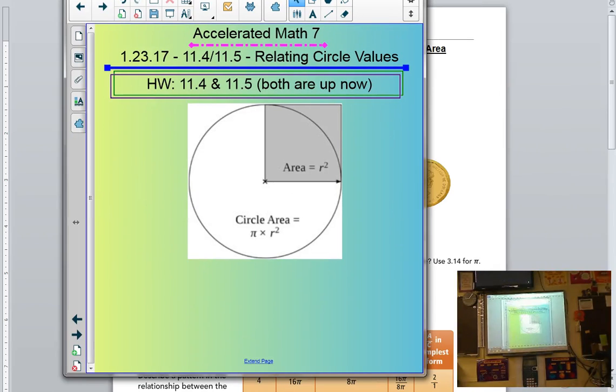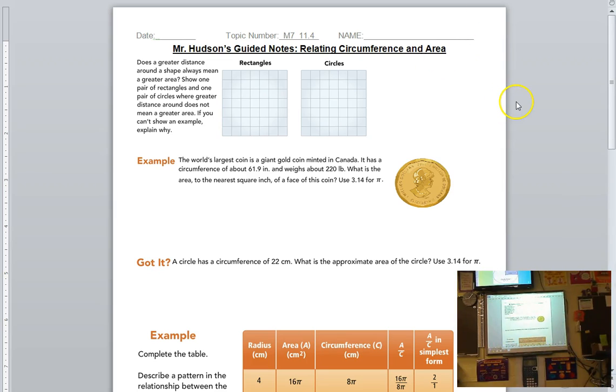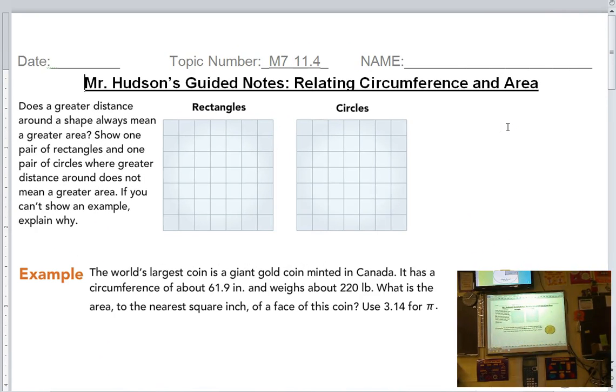Today when we meet for math counts, we are finishing 11.4 and going to get into 11.5, so please make sure you have those notes out. Both of those homeworks are live on Schoology now, so you can go ahead and bust through both of those. And if we get done with class quickly today, we are going to grab Chromebooks and work on some of those.